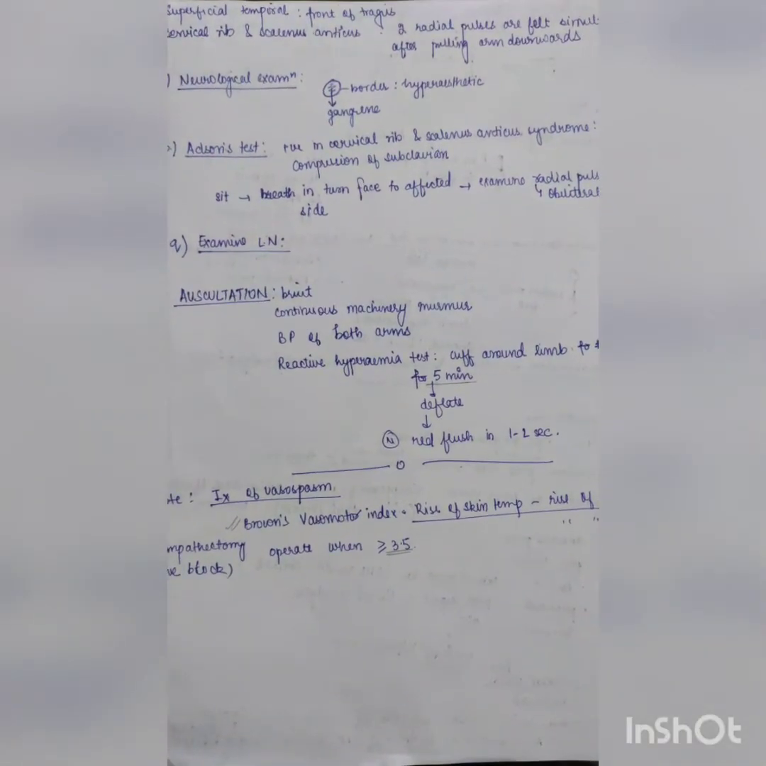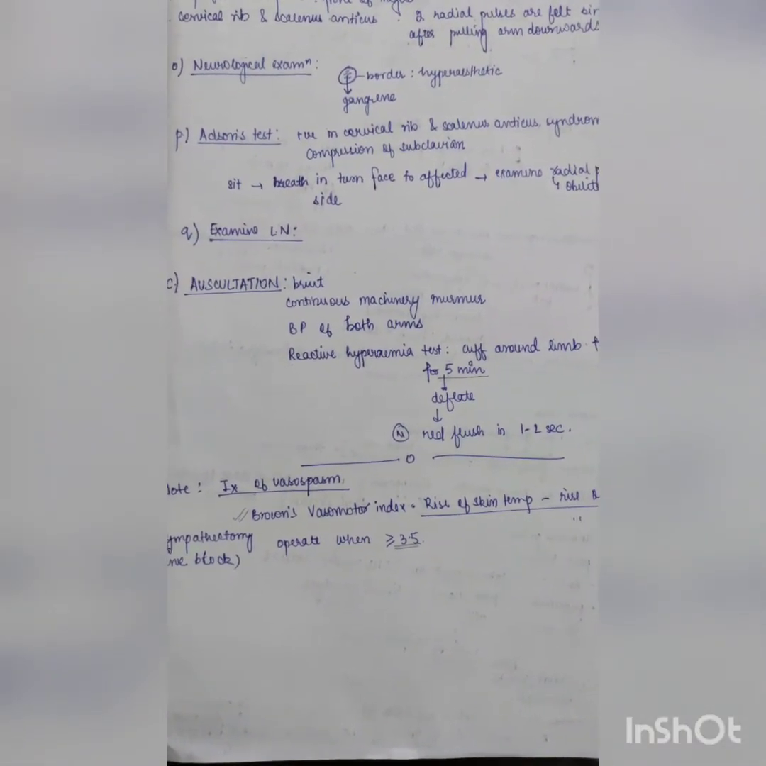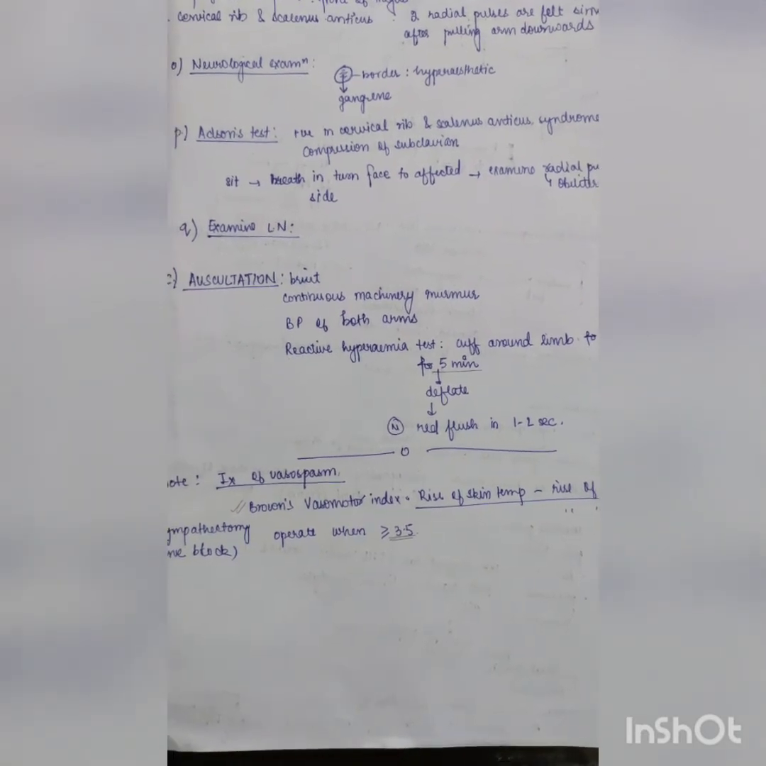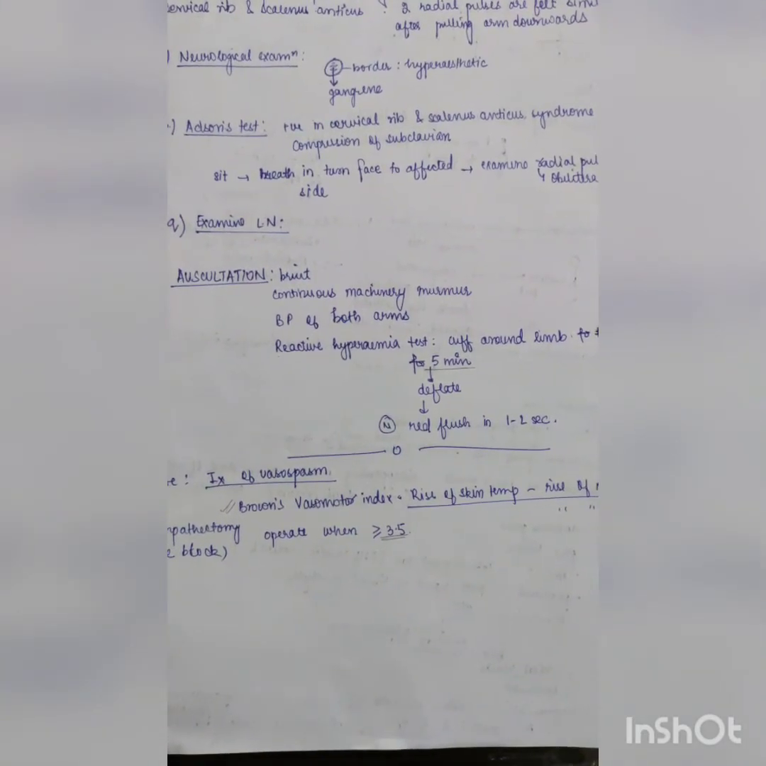After that, we have Adson's test. Then examine the lymph nodes and auscultation. Look for any bruit, continuous machinery murmur, or blood pressure of both arms.